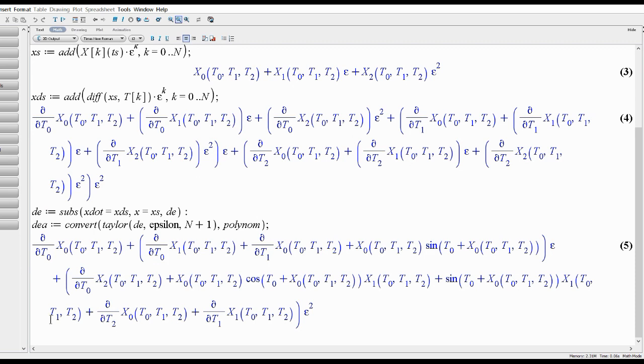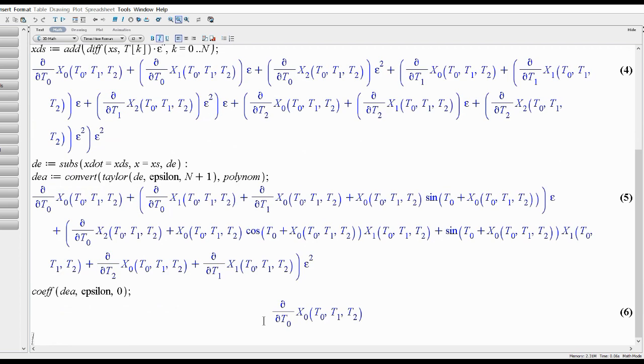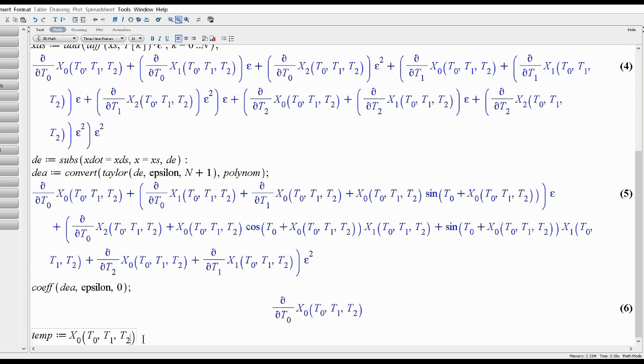Very good. At order 1 we find, see, we can do this explicitly. We can say the coefficient in dEA of epsilon to the power 0, this has to be 0. That means x0 is some function of only t1 and t2. Okay, so I will say temp is equal to, and I'll pull this out, equals some function of t1, t2.